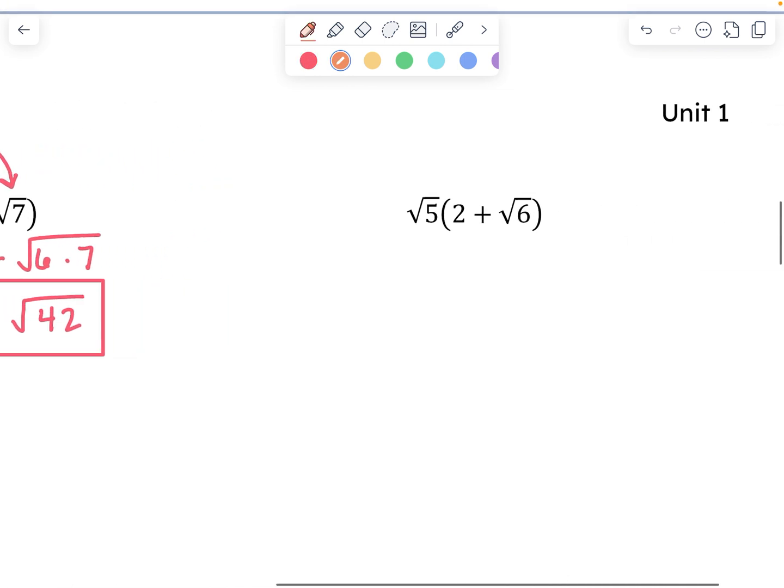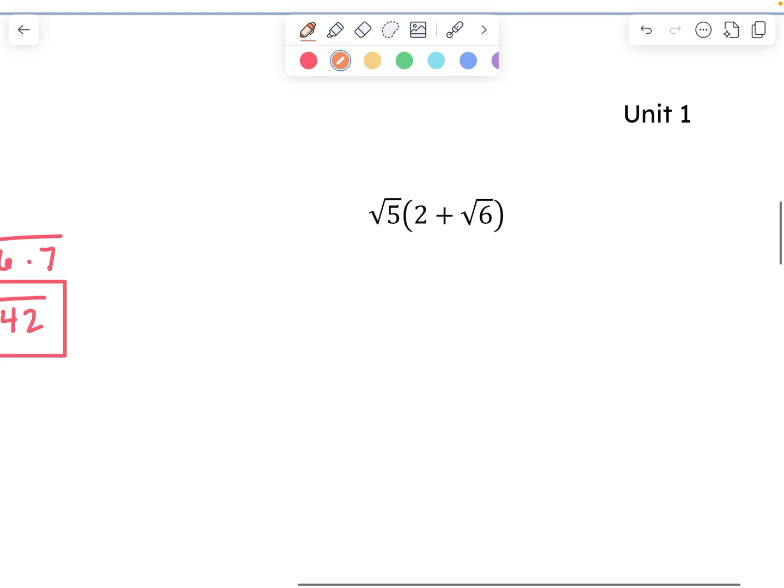What's a little bit different about this one over here is my first part of my parentheses is just a 2. There is no square root. So when I distribute that square root of 5 times 2, make sure that you're writing it as 2 square root of 5. The 2 is not in the square root, so you cannot multiply those numbers together. It stays as a coefficient. So 2 square root of 5.